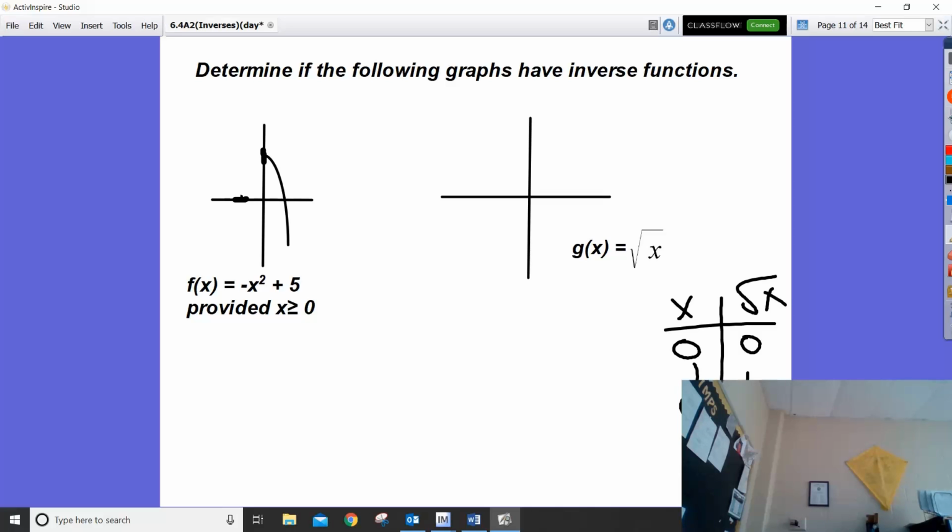Almost everything we do in here, how many points do I plot? 3. 0, 0, 1, 1, 4, 2. We call the square root of x the arm, because that's kind of what it looks like. That's how you remember it. Square root of x looks like an arm. Does it have an inverse? Yes, because it's going to pass the horizontal test. What is its inverse? X squared. The opposite action.